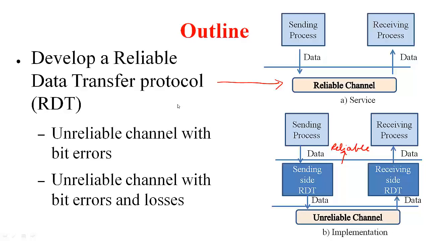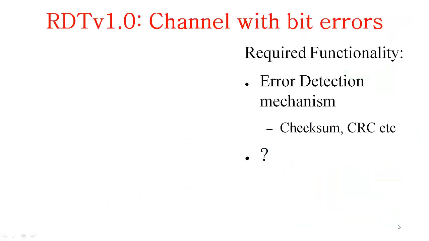So what we will do here is start out with an unreliable channel with bit errors only and then slowly add losses on top of it, and we will incrementally build the reliable data transfer protocol. So first we will look at a channel with bit errors. What this means is the packet can get corrupted but not lost. In other words, you will receive the packet, but it can have some bit errors as part of it.